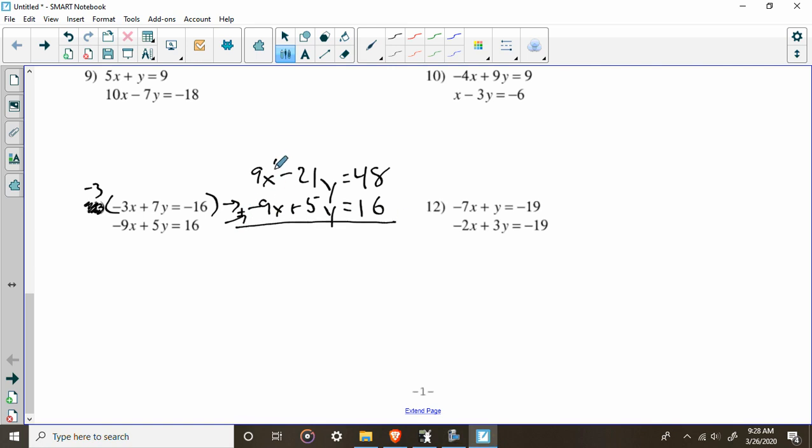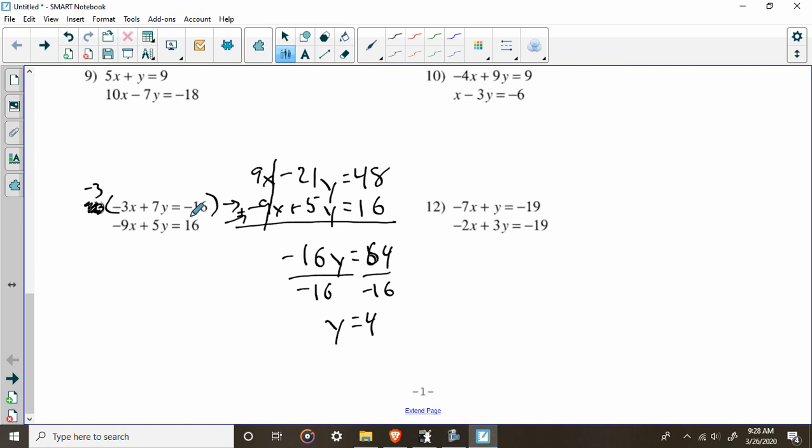Again, these will be eliminated. That's the whole goal of this. -21 and +5 is going to be -16y. And 48 and 16 is going to be 64. Okay, and what's going to happen? We're going to divide by -16. I'll find out that y is equal to 4.